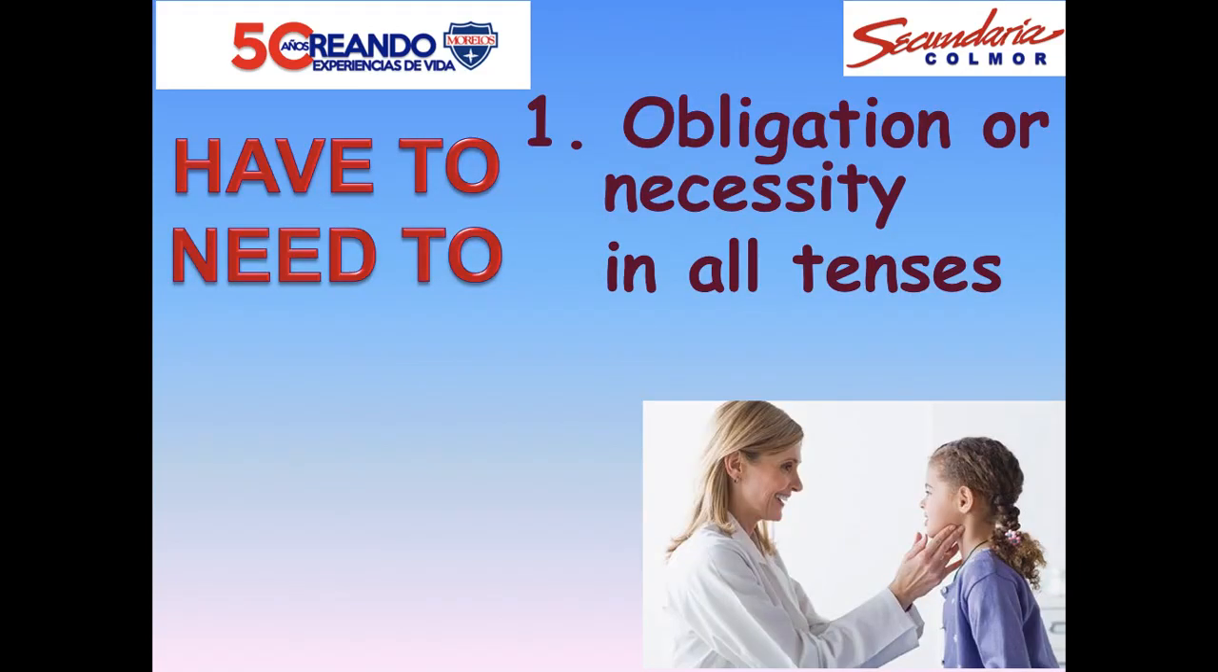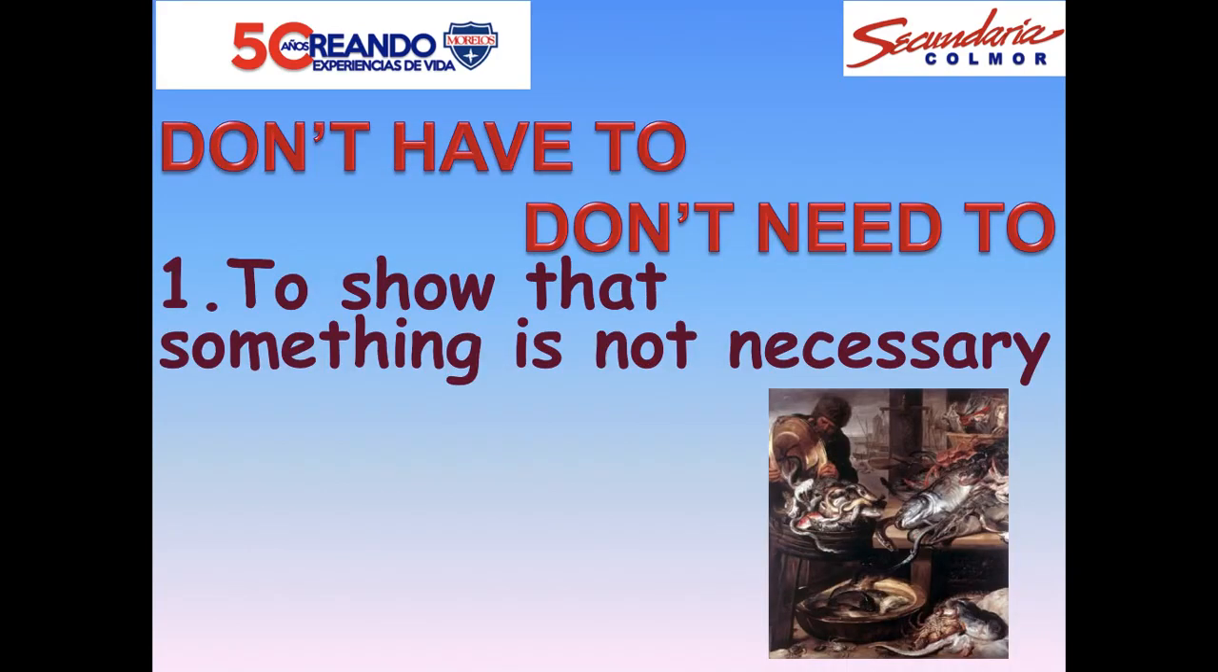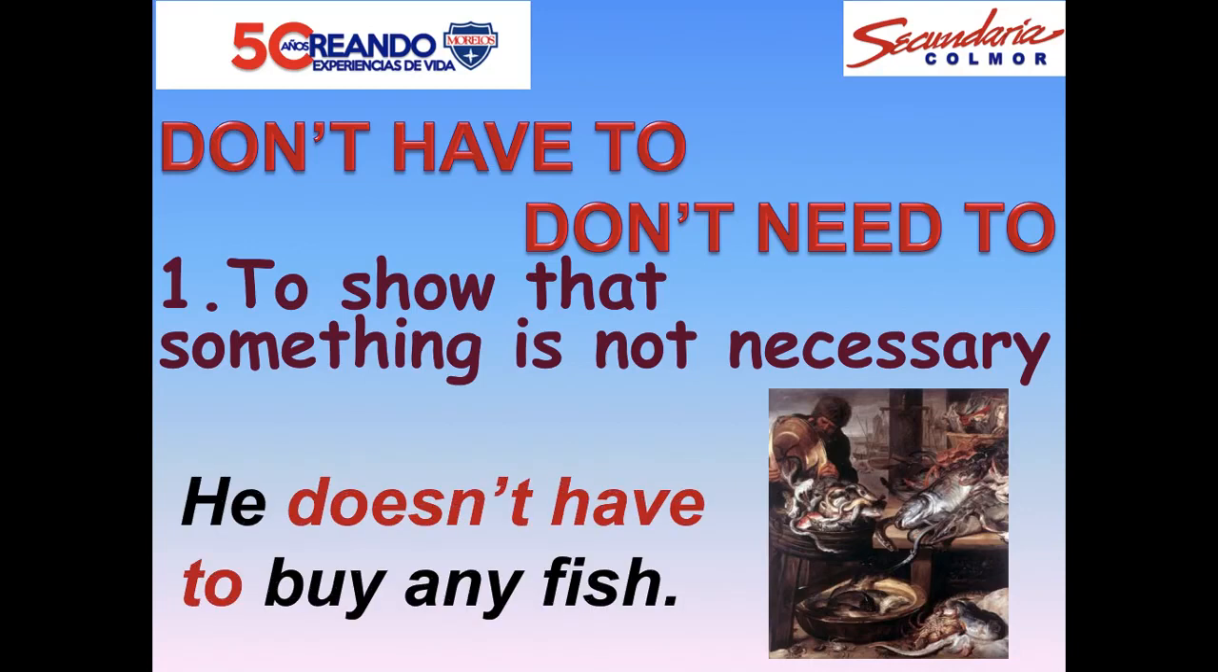We have have to or need to, and this is for obligation or necessity in all tenses. In this case, we have: a doctor has to wear a uniform at work. Don't have to or don't need to is to show that something is not necessary. For example, we have: he doesn't have to buy any fish.